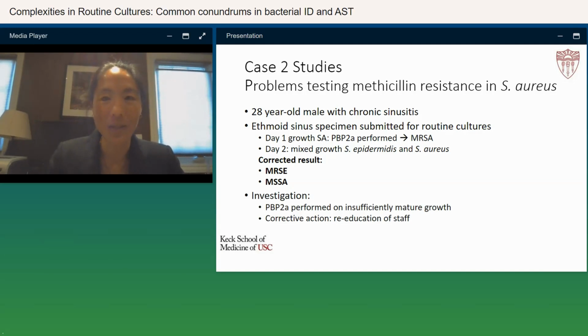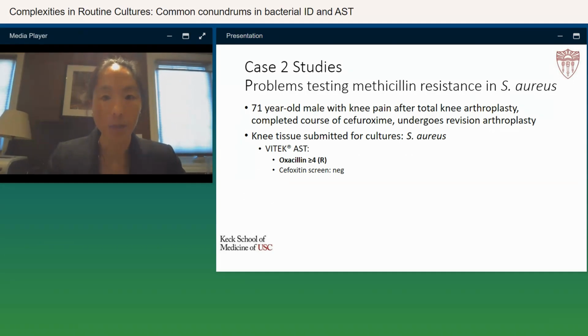So our investigation did confirm what we suspected, which was that the PBP2A was performed on young colonies, insufficiently mature colonies, so that we didn't actually know for sure on day 1 that we had pure Staph aureus. So the corrective action was to re-educate staff. They are much more careful these days not to try to prematurely perform a PBP2A, but to be sure that the colonies have had time to develop beta hemolysis and color and all the rest, so that we could be sure it's performed on pure growth and not really young growth. So we're trying to be a little bit more conservative there and draw a fine line. So that does happen from time to time if we're not careful.